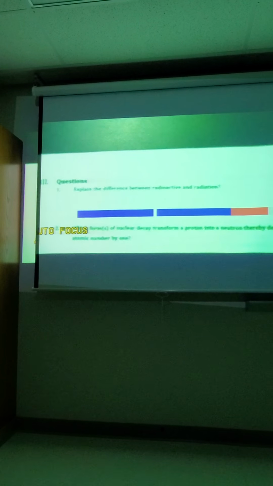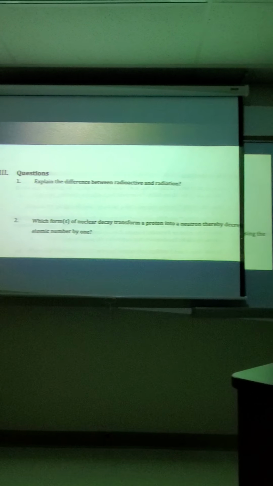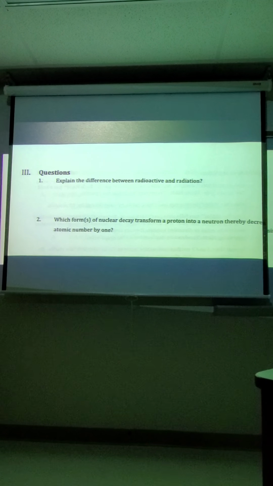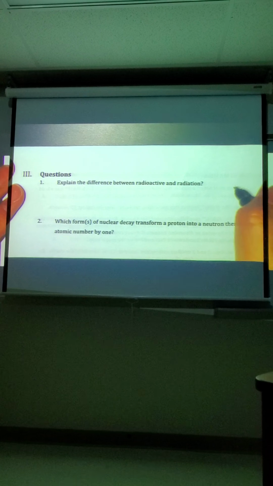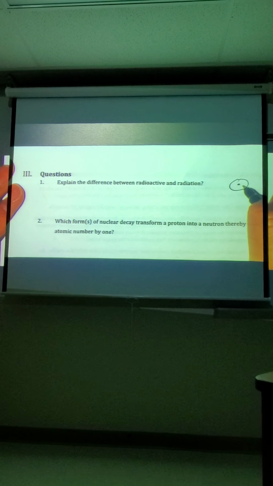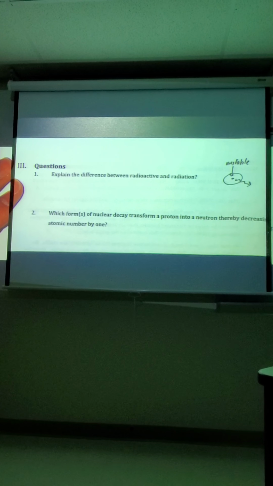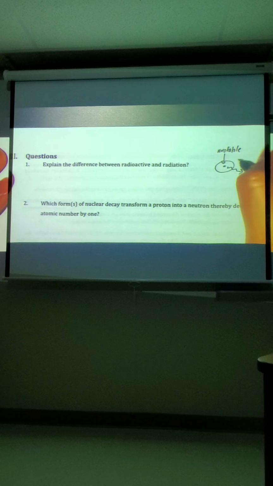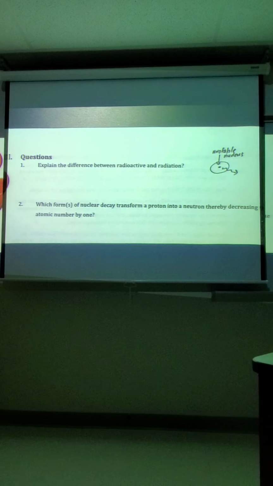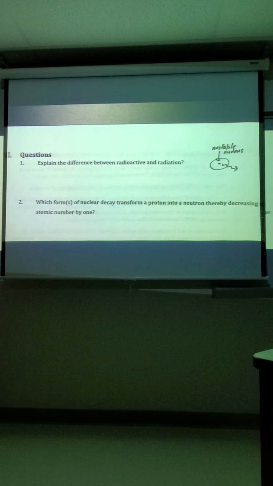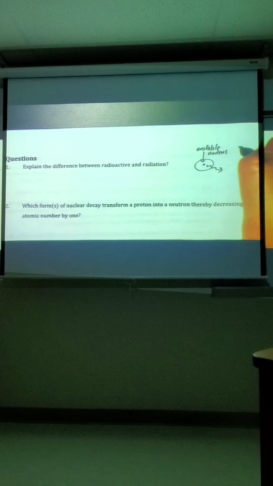So let's flip over one last time, go over a few questions. And then this lab is all but done. So as we look at these questions, a lot of these are very similar to homework questions. Explain the difference between radioactive and radiation. Well, if you're a nucleus that's unstable, you're going to produce energy or particles. So if you have an unstable nucleus, that just means the proton-neutron ratio is not good, maybe too many neutrons, maybe not enough. That's what it means to be radioactive.